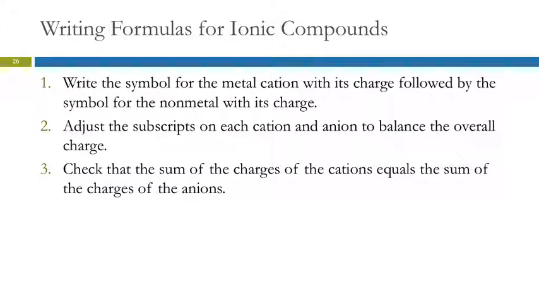So we're going to learn how to write formulas for ionic compounds. We start with the symbol for the metal cation with its charge, and the symbol for the nonmetal with its charge. This is going to be our work prior to actually writing the formula. You need to look at the formulas for the ions with their charges, because the charges are what tell us how many of each to have. So we're going to put subscripts on each cation and anion so that we get an overall balance of charge. And then it's always a good idea to double check after you think you're done and make sure that it's correct.